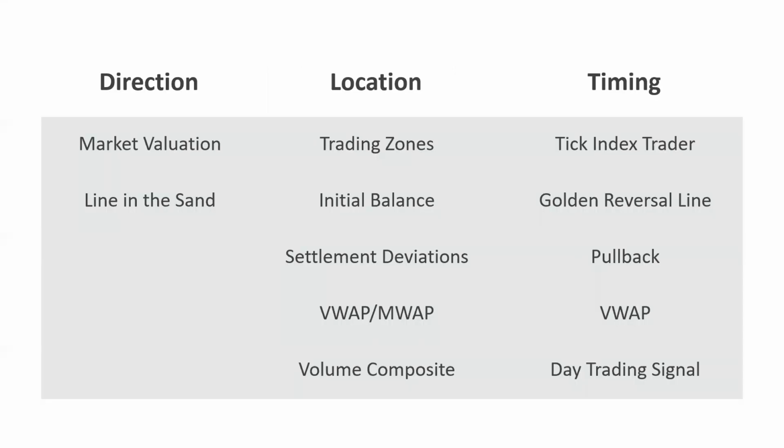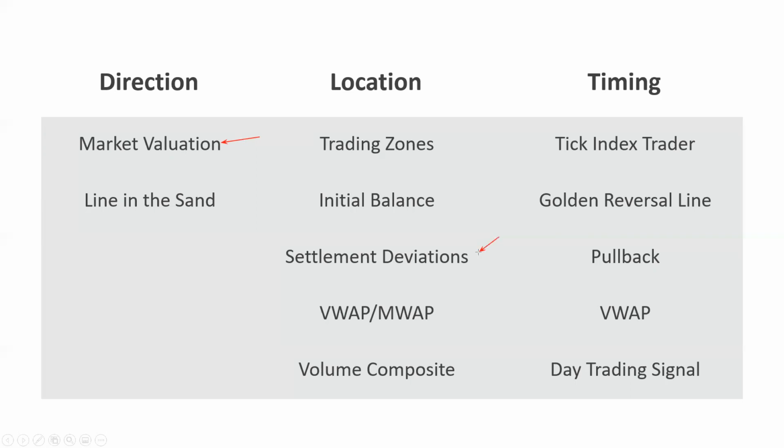So here again, we have 450 plus tools. These are all different tools that we have here, kind of combining to make a system. And as you can see here, the golden reversal line is part of the timing and the entry. But you have direction here. I'm going to show you an example in a second of the market valuation tool, or the line in the sand. You just need to use one of these tools. So for instance, I would go ahead and use, let's say, the market valuation tool. So it is at a cheap level here in the market.